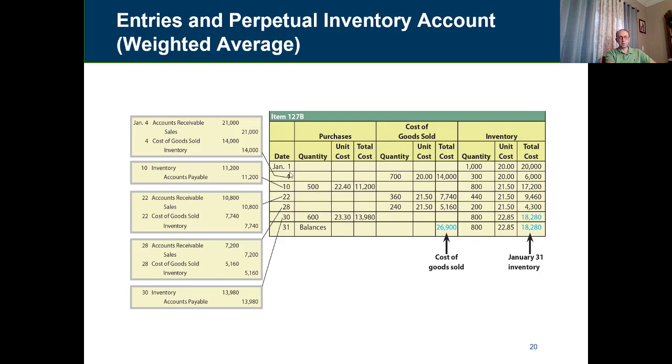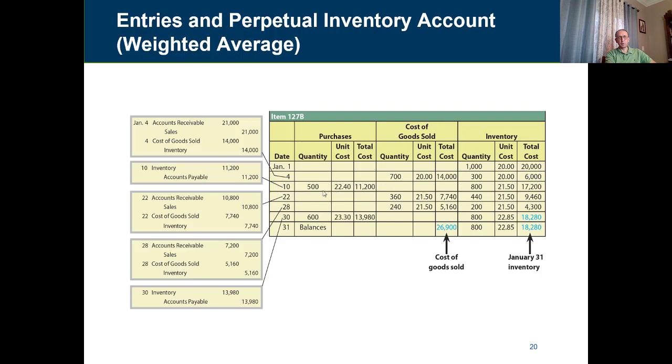Each one of these columns is divided into quantity, unit cost, and total cost. Remember, we started on January 1st with 1,000 units at $20 cost for a total of $20,000. Then we sold 700, based on the $20, and we have enough quantity to cover that. 700 multiplied by 20 is 14,000, and the leftover would be 300, which is the 1,000 minus the 700, so the remaining inventory quantity would be 300, multiplied by 20, which is $6,000.